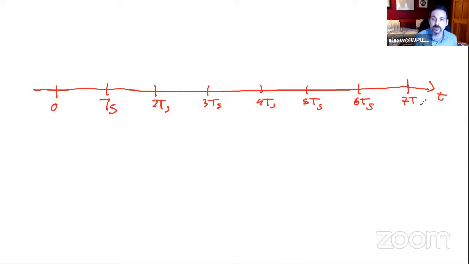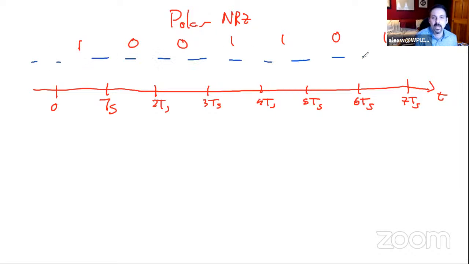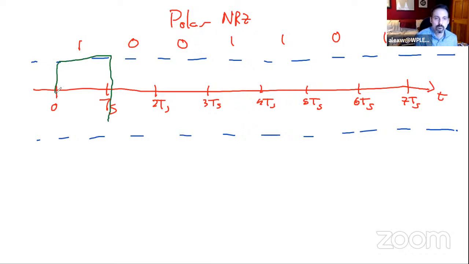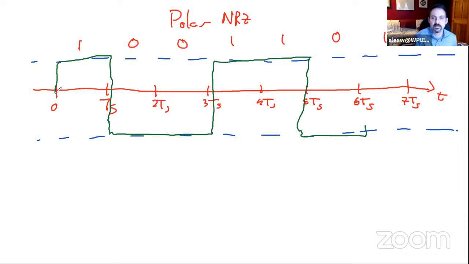And suppose we have some sort of polar non-return to zero transmission where we have, let's say, 1, 0, 0, 1, 1, 0, 1. And those are defined as, if it's a 1, it's positive A amplitude, and if it's a 0, it's negative A. We have something that looks like this.